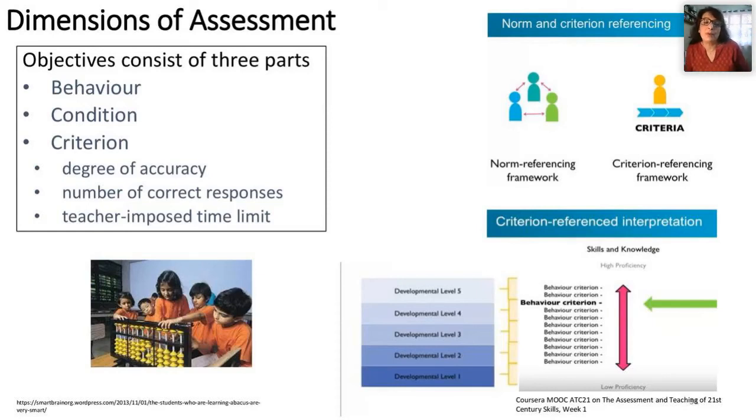So when we talk about assessment here, it's about behavior, it's about the change in behavior, what is the intervention that I gave, what is the criteria of how I will assess, what will be the accuracy, how many responses do they take in order to show how well they perform, and what is the time frame within which they show that mastery. All right, so that is the second component, the assessment component.